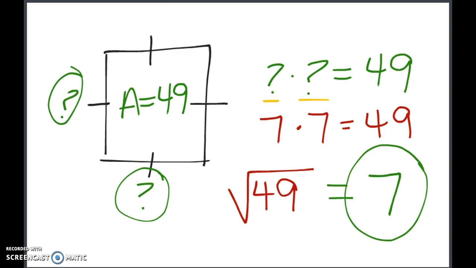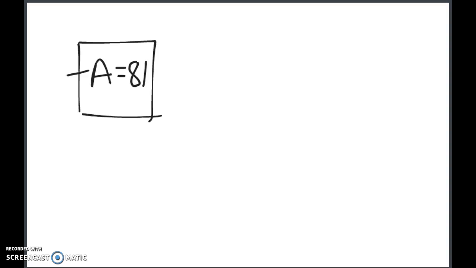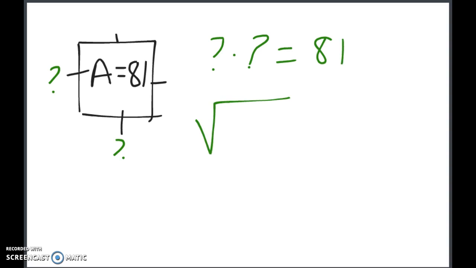Let's try another one of those. If I have a square here again, and this time I tell you the area is 81. It's still a square. So I want to think to myself, what times what is 81? And that is taking the square root of 81. Square root is kind of like unsquaring a number. So what times what is 81? I know that is 9.